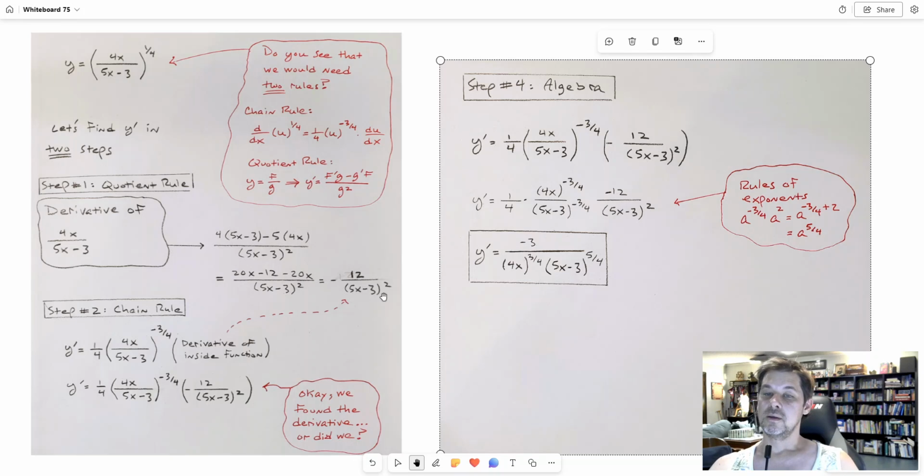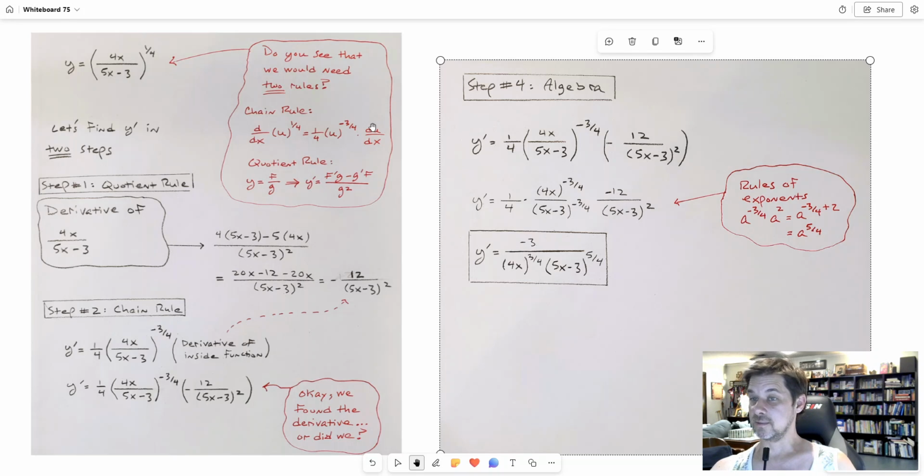Okay. What about the chain rule, like completing that? All right, I think we have everything we need. Okay. It's like, okay, bring the power to the front. All right. That's the u. That's the interior function there. 4x over 5x minus 3. Subtract 1 from the exponent, negative 3/4.